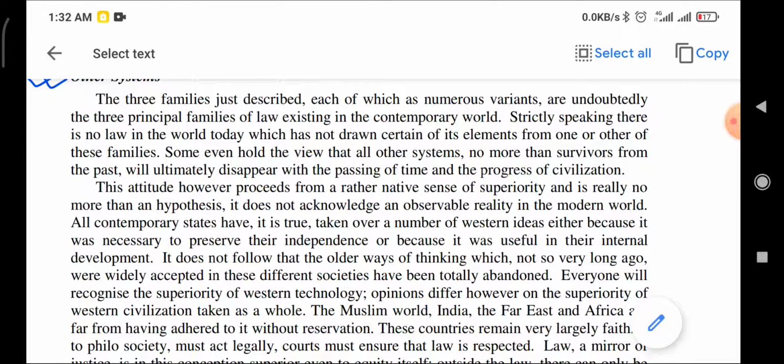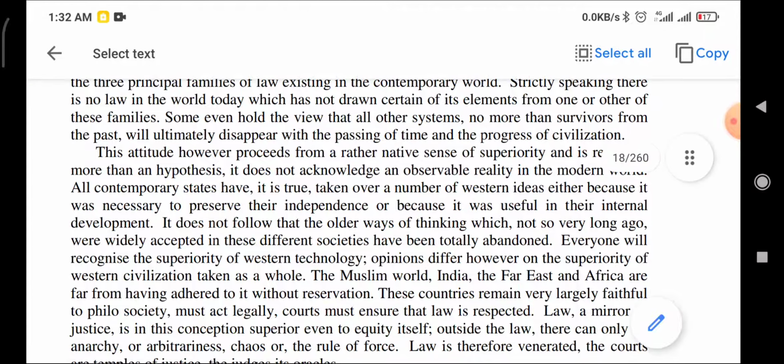Everyone will recognize the superiority of Western technology. Opinions differ, however, on the superiority of Western civilization taken as a whole. The Muslim world, India, the Far East and Africa are far from having adhered to it without reservation. These countries remain very largely faithful to feudal society. Courts must act legally and must ensure that law is respected.